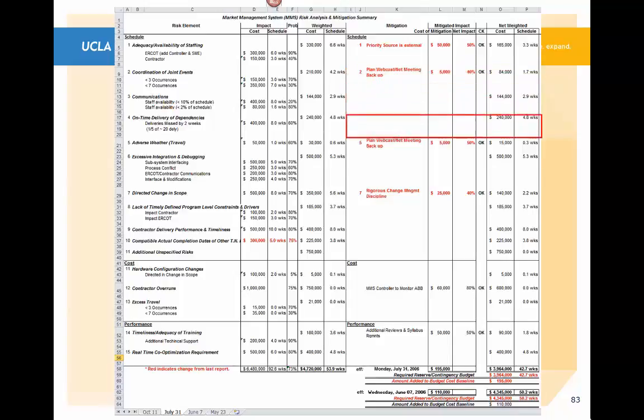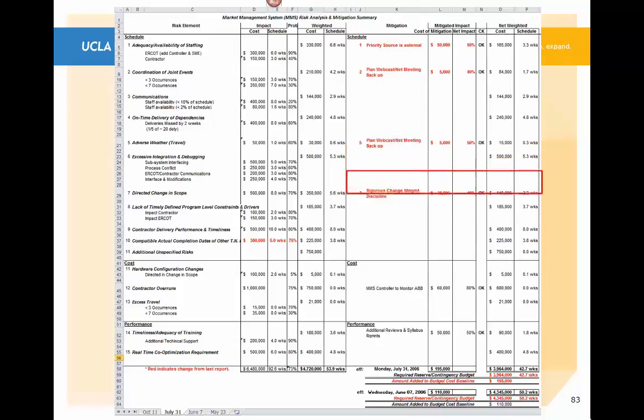Then we had one more. This is travel problems due to adverse weather, and we again were going to employ a webcast net meeting type backup. Added some mitigation cost in that. That's the cost of the network setting up the electronic meeting, internet meeting, and this improved the net impact by 50%, so we fundamentally cut the risk impact in half.